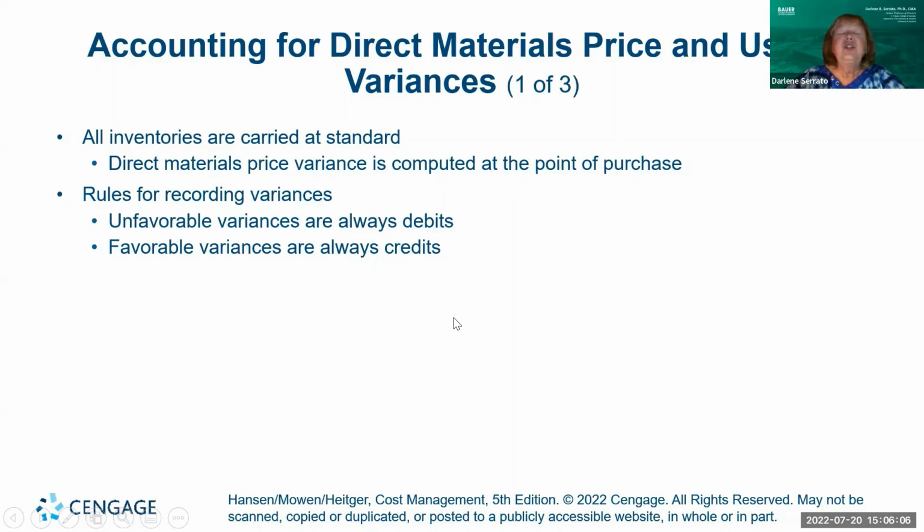How do we journalize the variances? So we're talking only about two right here, direct materials price and usage. Direct materials was unfavorable. So you debit an unfavorable variance that increases cost above standard. So you're going to debit a variance that is unfavorable. You're going to credit a variance that is favorable.